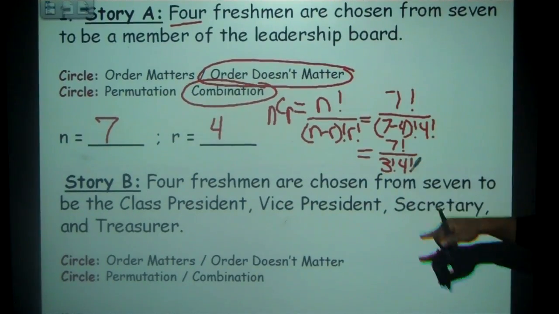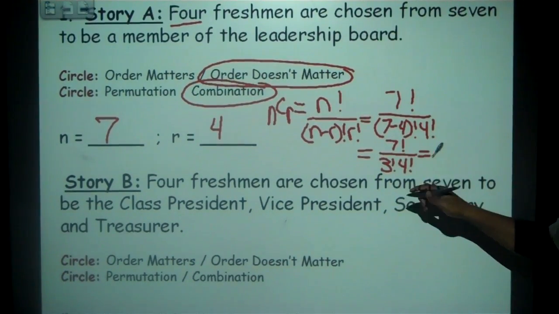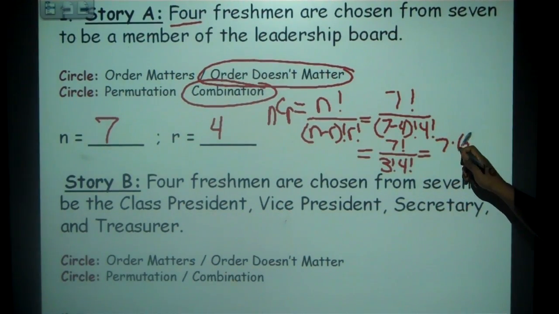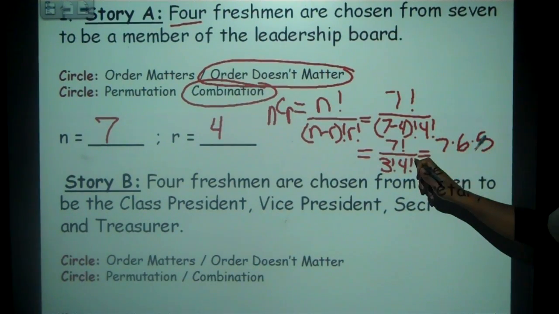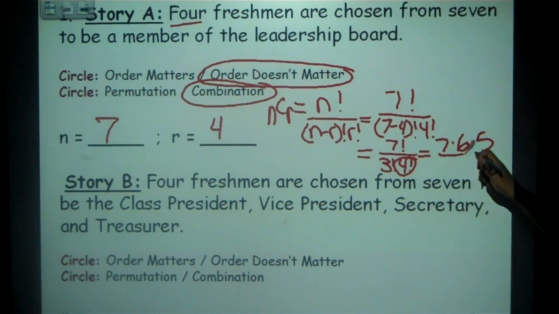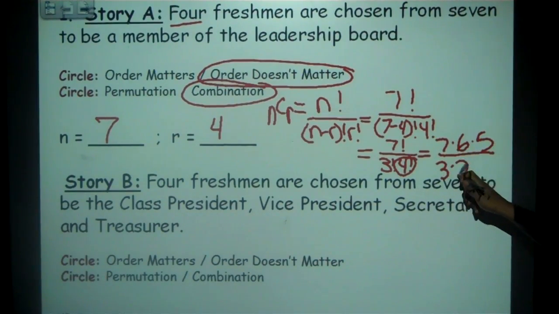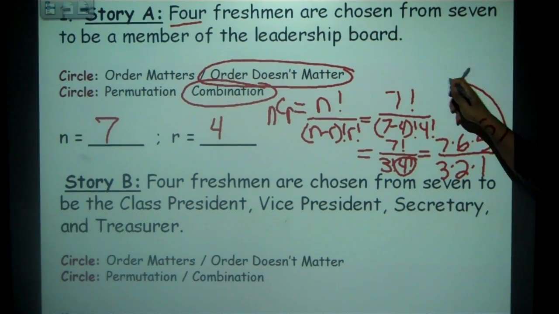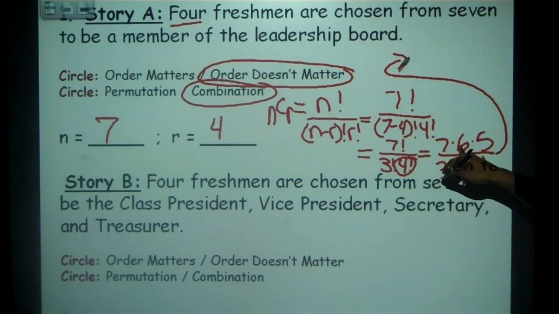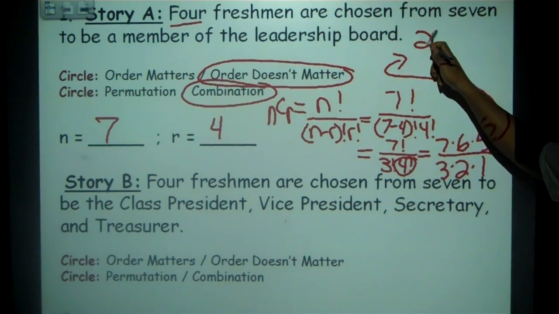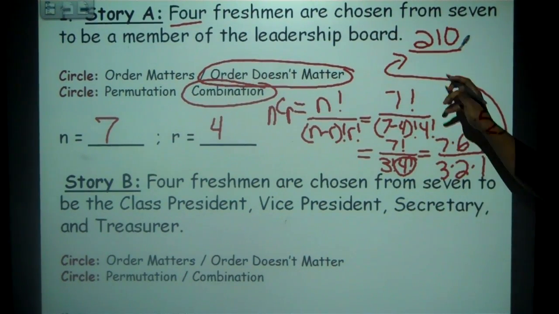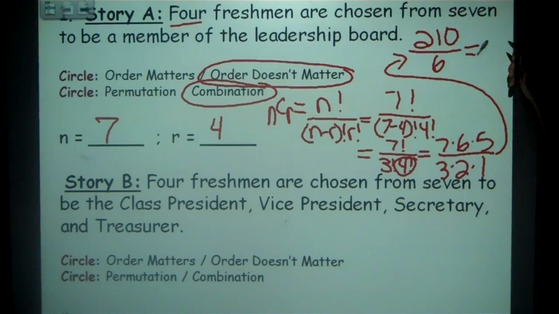And then what would end up happening is we go with the highest number, which is 4. So we got 7 times 6 times 5. That's where we're going to stop, because we're going to stop at 4. Over 3 times 2 times 1. If you multiply this out, 7 times 6 times 5 gives me 210. And I'm going to divide that by 3 times 2 times 1, which is 6. And that answer will give me 35.